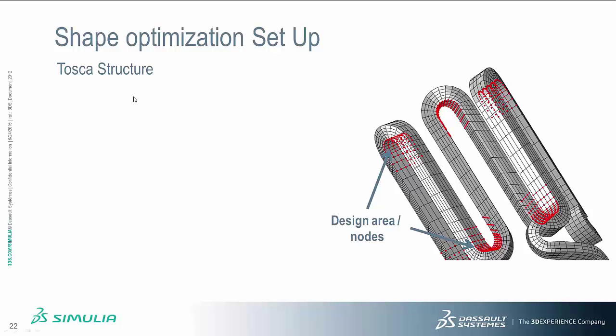So the non-parametric design optimization was conducted in Tosca Structure, in which the design area is specified by picking up the nodes. So we picked up the nodes where we saw the maximum stresses and the maximum fatigue area. For the design optimization, we specify the nodes that we want to deform. So here you can see the highlighted nodes in red, which are allowed to deform.